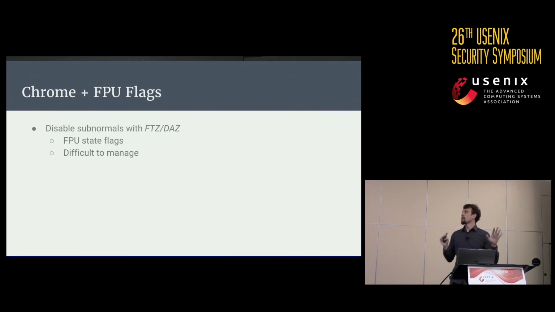Chrome, however, was probably the most interesting one. Chrome has attempted to disable subnormal performance impacts entirely using a combination of FPU state flags, which are the flush to 0, or FTZ flag, and the denormals are 0, or DAZ flag. The combination of these flags should remove all impact of subnormal floating point values. Now, FPU state flags are a nightmare to manage. They are a piece of global hardware state.